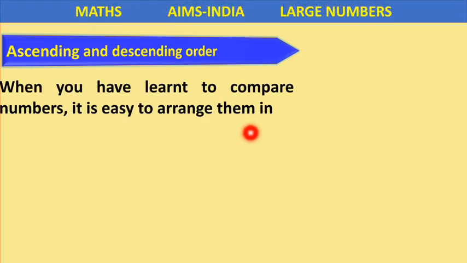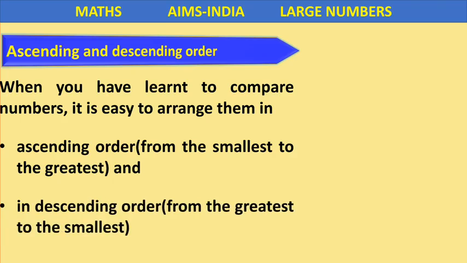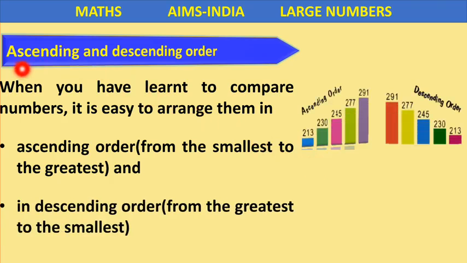Ascending order and descending order. When you have learned to compare numbers, it is easy to arrange them in ascending order and in descending order. We have two types of orders here. One is ascending order and the other is descending order. What did we learn just now? We've learned how to compare numbers, right? Now when we know how to compare numbers, it becomes very easy for us to arrange them in either ascending order or descending order.